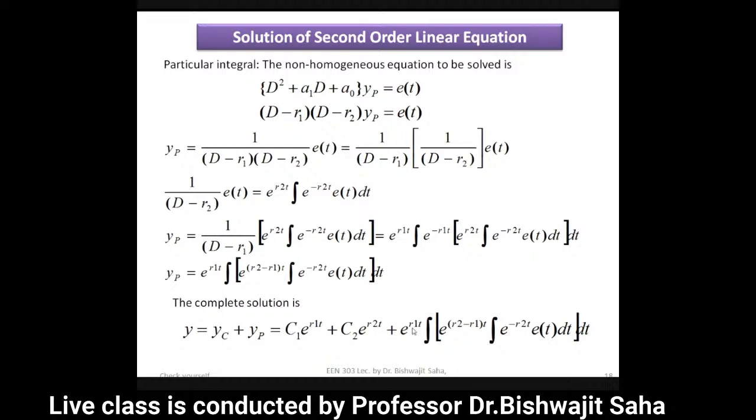e to the power R1t, integration of e to the power (R2 minus R1)t, integration of e to the power minus R2t, e of t dt, overall dt. That is the particular integral part, this one. Okay. Now, if we look at this equation, this is the second order equation.